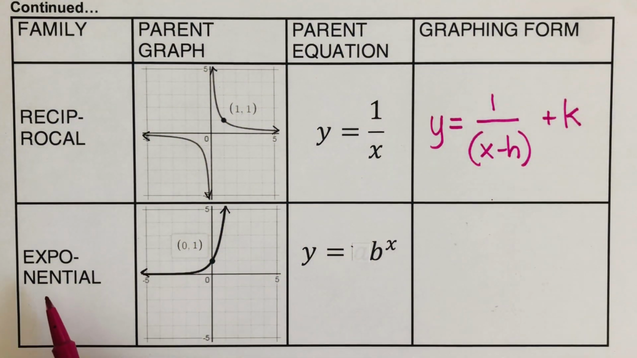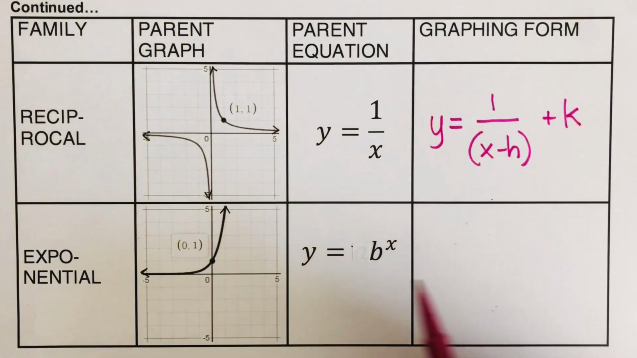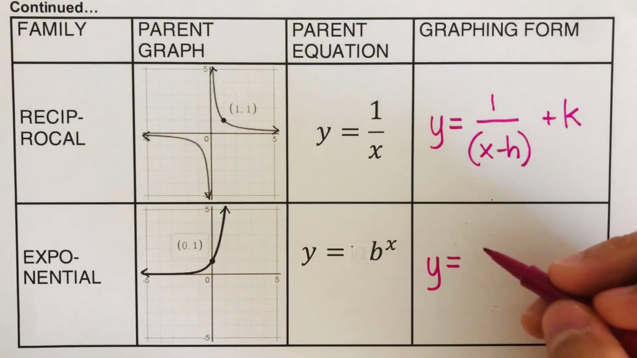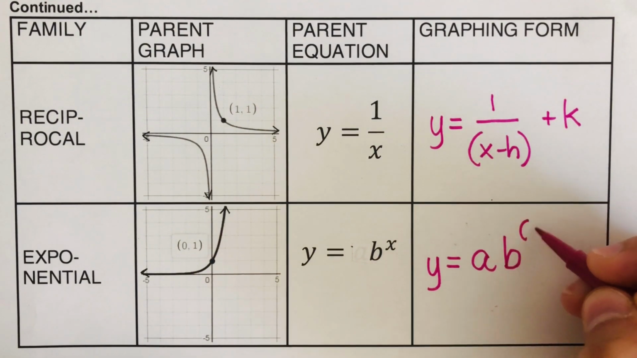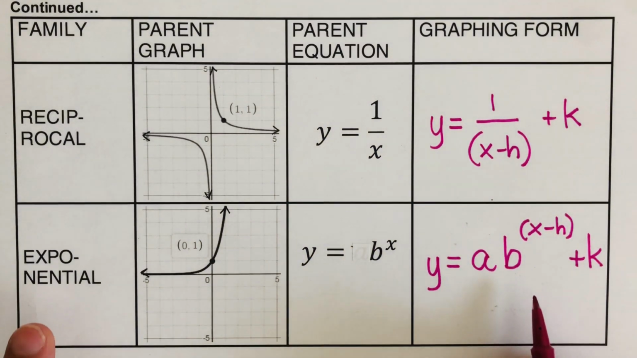Now let's have the exponential right here. In exponential, this b stands for the base. So then again, remember h goes with x. So this would be y is equal to a times b to the power of (x minus h), plus k. So this is the graphing form of an exponential function.